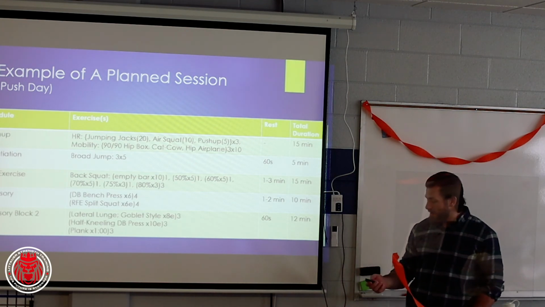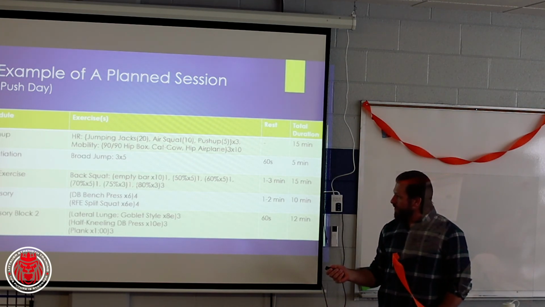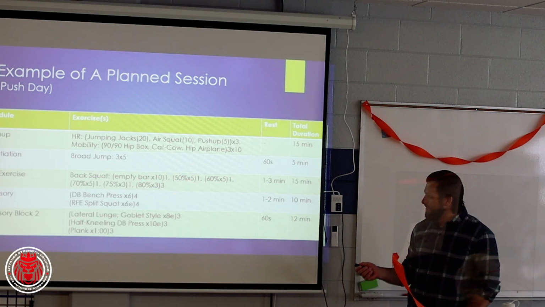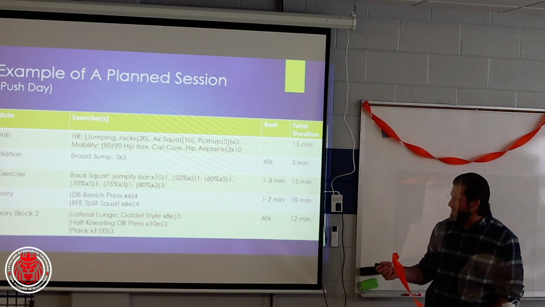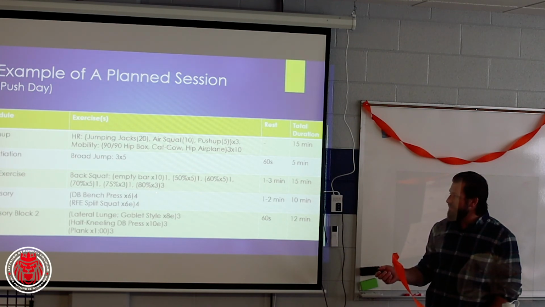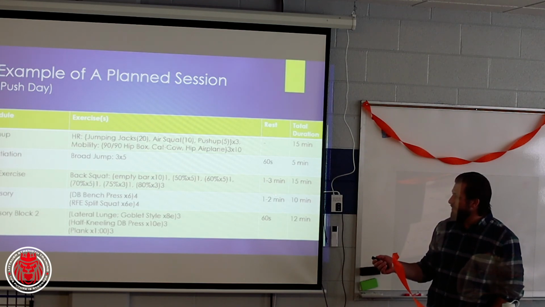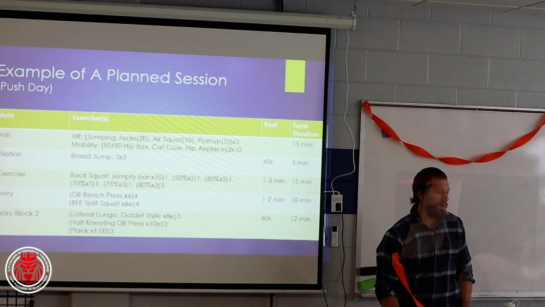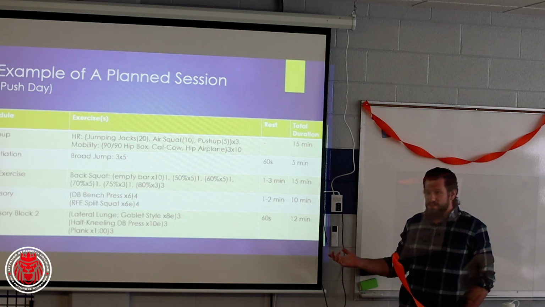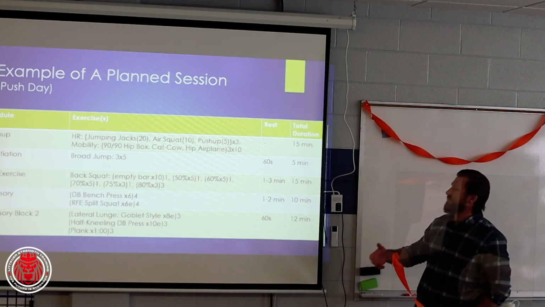So every single time, there's a warm-up listed: empty bar, 50% by 5, 60% by 5, 70% by 5, 75% by 3, 80% 3 by 3, right? And we're resting 1 to 3 minutes, because in your warm-up sets, the empty bar is basically like doing an air squat for most people.